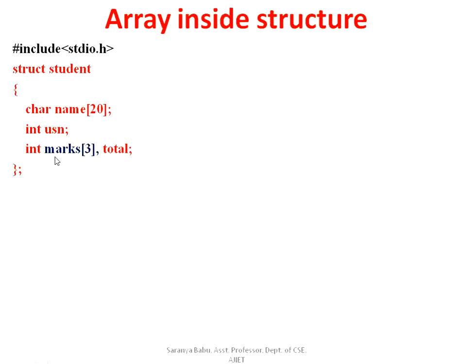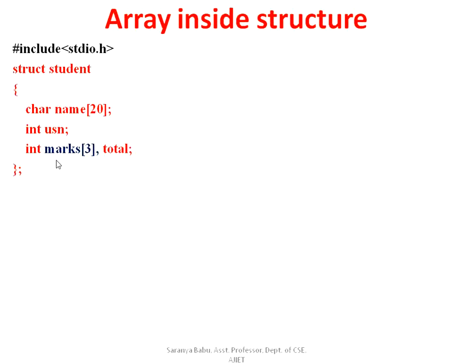But here I have used integer. Marks 3 means I am going to read 3 marks. This is an array. The array name is marks, the data type is integer. It is going to hold up to 3 marks. Then another variable is total. What I am going to do is find the total marks of the student.